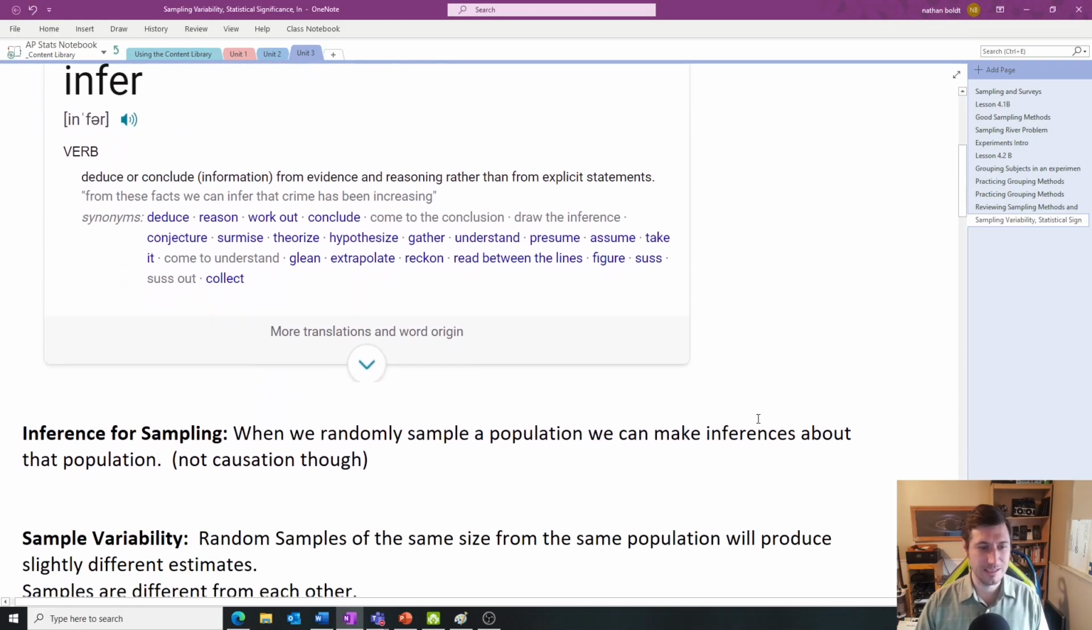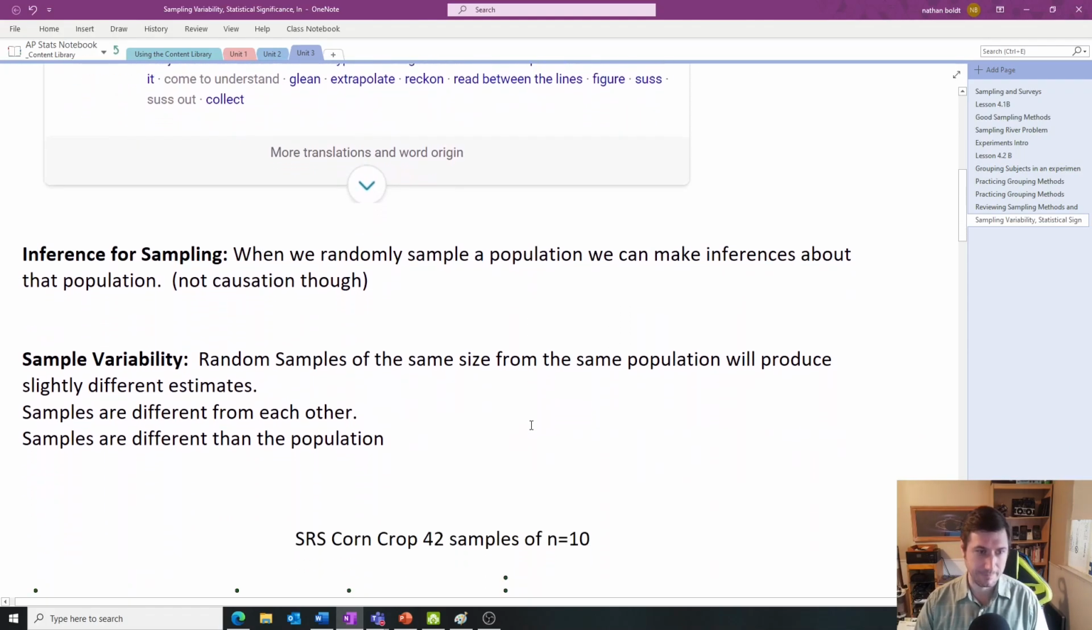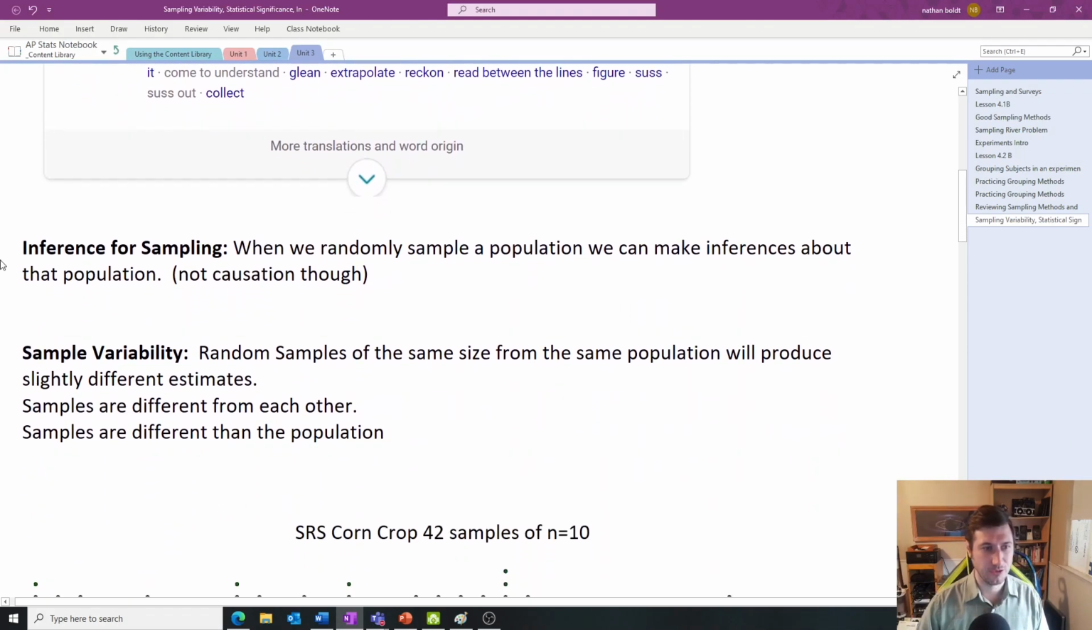So we're going to start with inference for samples. So you have an observational study, and when you get the results, you do your summary statistics, and if you took a random sample of a population, you can make conclusions about that population. Now, you can't say something is causing something else, all right? A correlation or an association does not imply a causal relationship, but you can make some assumptions and some inferences about a population based off of a sample, okay?